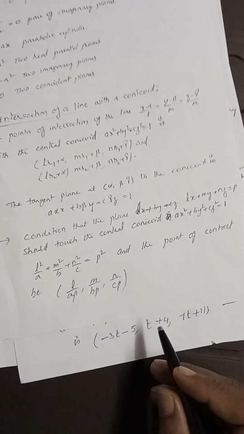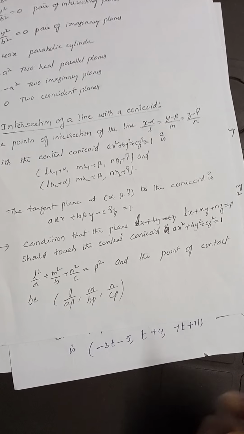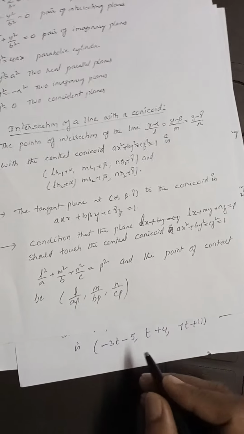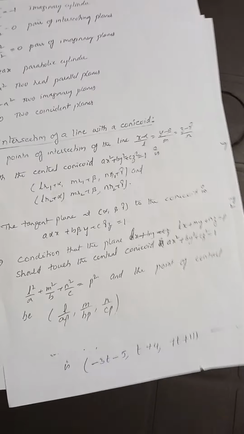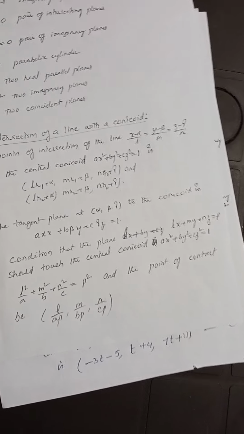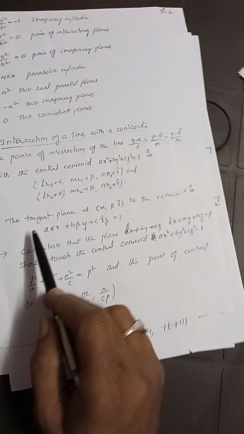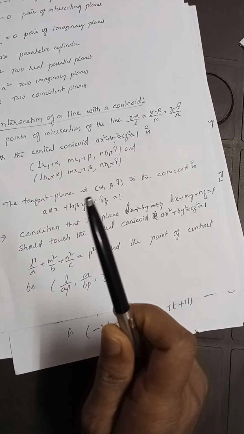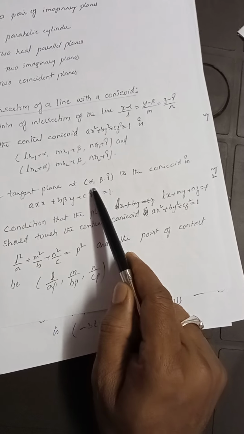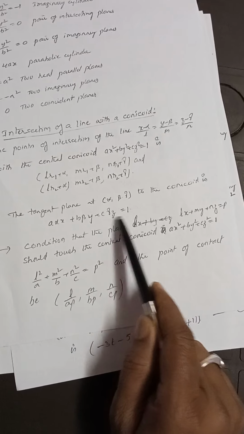That means you should know the equation of a plane passing through a single point, the one point formula. It is a into x minus alpha plus b into y minus beta plus c into z minus gamma is equal to 0. Here we have to remember this tangent plane formula. The tangent plane of a surface at the point alpha, beta, gamma is given by a alpha x plus b beta y plus c gamma z is equal to 1.